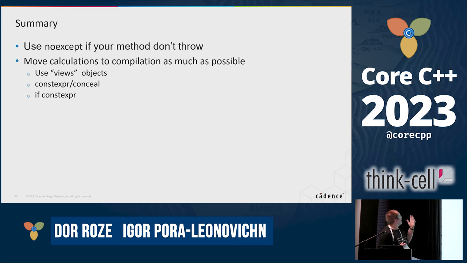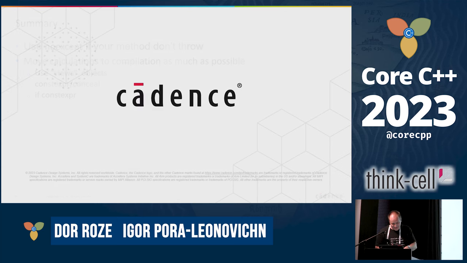So, summary. If you know that your methods cannot throw exceptions, use noexcept. It will help all algorithms and containers in the STD to work more efficiently. Use objects that are simple and do not modify the original object, as it is simpler for the compiler to optimize. Use constexpr, which we talked about as well. Just to summarize, and that's it, probably.